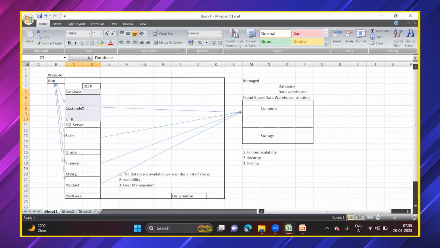Let us say if you create a database over here, you will have a specific hardware machine. If this is a database management system, this database management system or the database server is going to have a specific memory and a specific processing power. Now the problem over here was that you cannot scale up or scale down on your own. Whereas if you talk about the cloud-based data warehouse solution, it is very easy to scale up and scale down. The security is very good and pricing is also very effective.